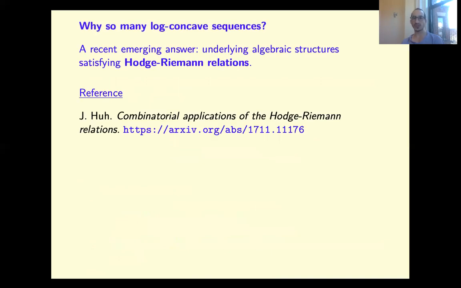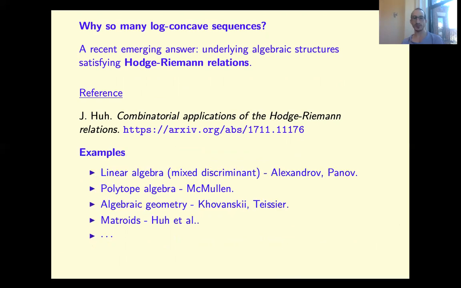And there's a recent emerging answer, which a number of people have worked on, which has to do with some underlying algebraic structure that satisfies the Hodge-Riemann relations. We don't have the time to get into it, but here's a reference for it. And they show up in many places. Of course, the polytope algebra, this is kind of the Alexandrov-Fenchel inequality.